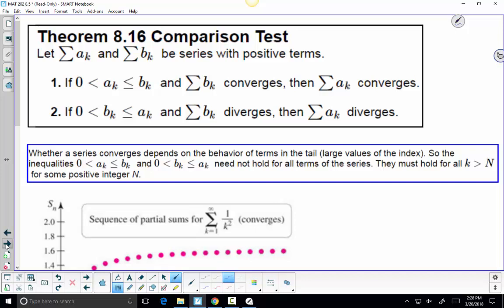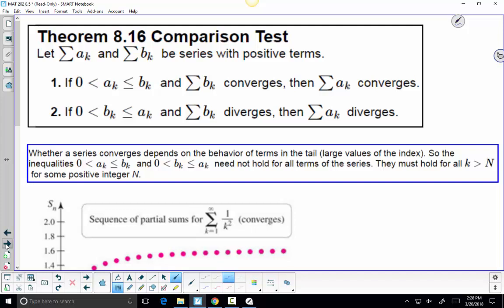And here's the other angle. Same idea, but here we know that series B sub k diverges. Well, if series B sub k diverges and series A sub k is bigger, then series A sub k must diverge. So we're trying to decide on series A sub k.